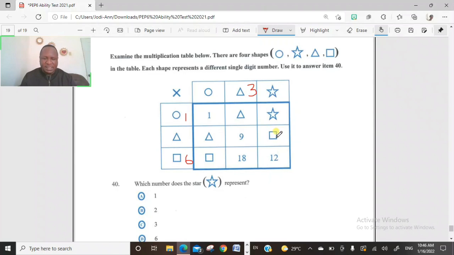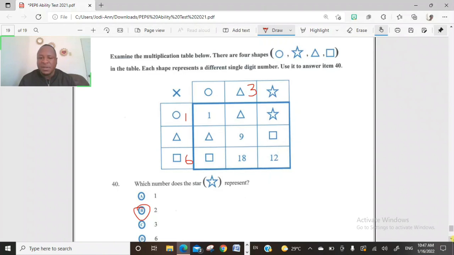Now, if this square is 6, we established that. Now, 6 times the star gives us 12. What times 6 gives us 12? It must be 2. And as we were saying before, we could just use the 12 alone to determine that this is actually 2, because 3 times 6 gives you 18. Now, 12 is less than 18, right? And what value lesser than 3 can give you 12? It must be 2. So the only answer there could be 2.